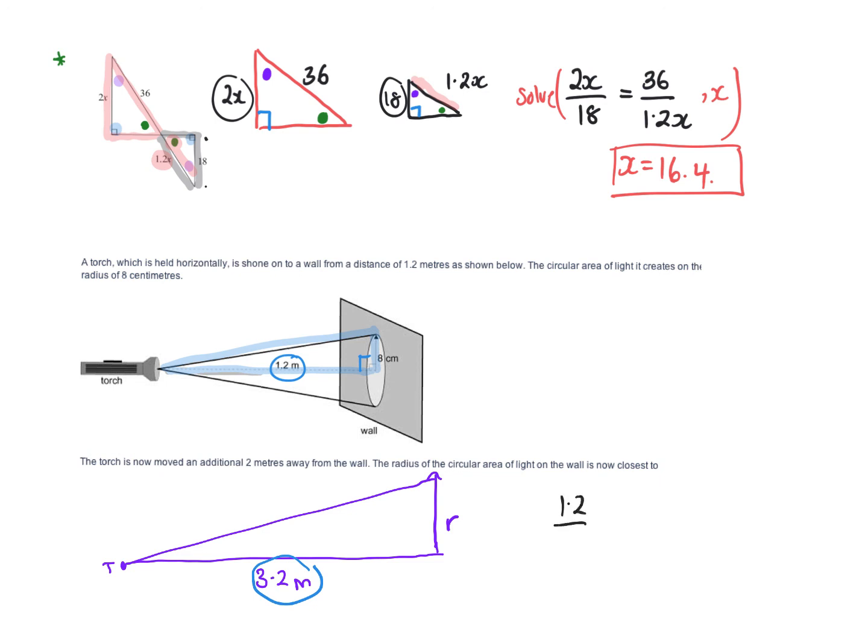So we can set up similar triangles. I can say 1.2 over 3.2 needs to equal the 8 centimeters over the radius in centimeters for this circle. Okay, so if we do solve, comma r, it will tell us the radius. Okay, so I get the radius to be 21.3 centimeters of the bigger circle.